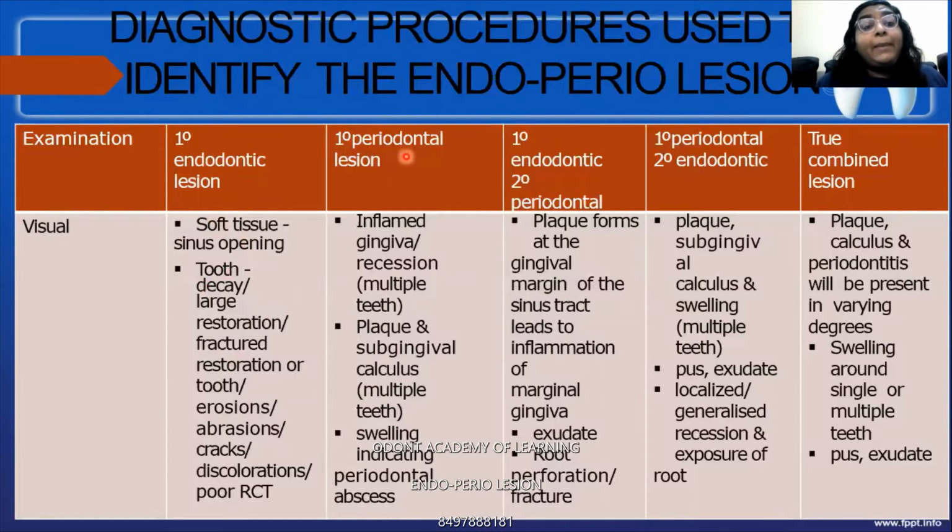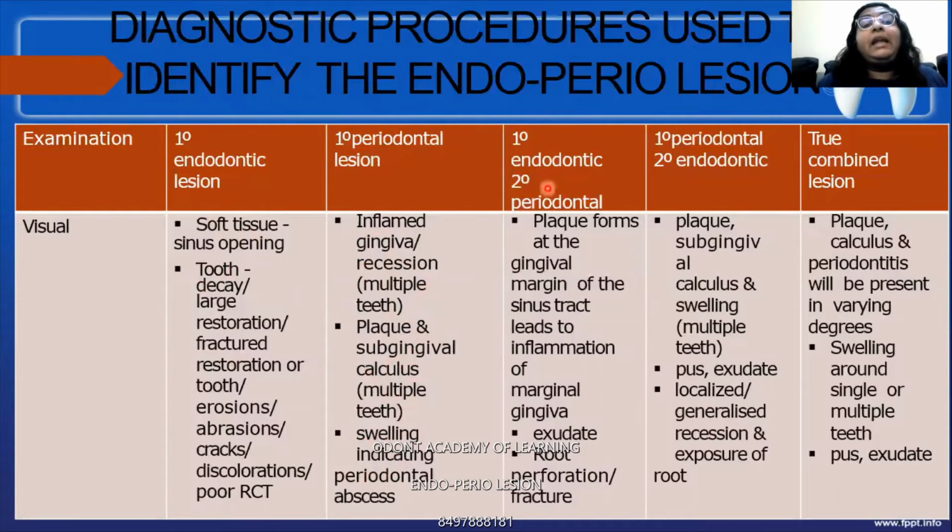In the primary perio lesion, we'll see inflamed gingiva, you can see recession, you can see plaque and subgingival calculus associated with multiple teeth. And there could also be swelling indicating periodontal abscess with respect to that tooth. So this is clear cut, okay? Primary endo, and this is primary perio.